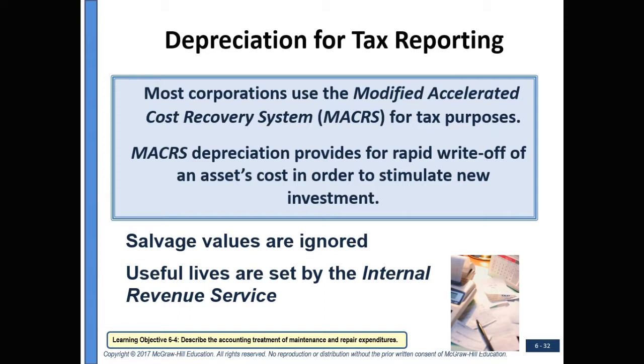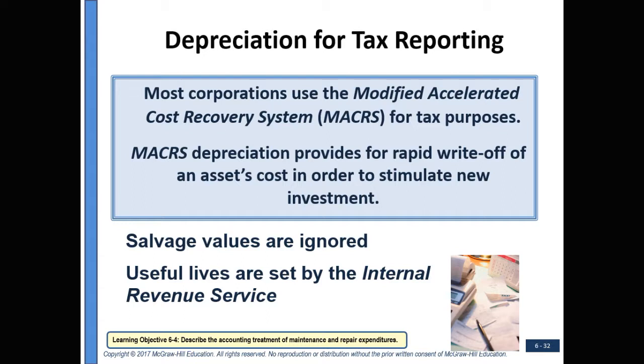We're going to talk for a minute about depreciation for taxes. So most corporations are required to use the modified accelerated cost recovery system for tax purposes, also called MACRS. MACRS depreciation provides for rapid writing off of an asset's costs in order to stimulate new investment. MACRS absolutely ignores salvage values when computing annual depreciation. And the Internal Revenue Service actually has a determination that they apply to the useful lives. So you have to follow that determination based off the class of the assets.